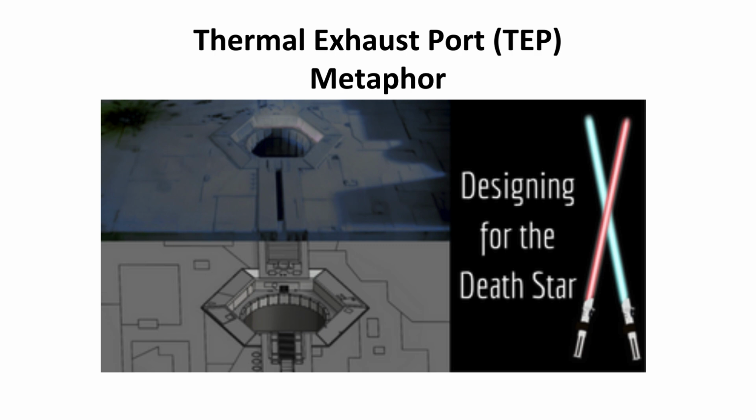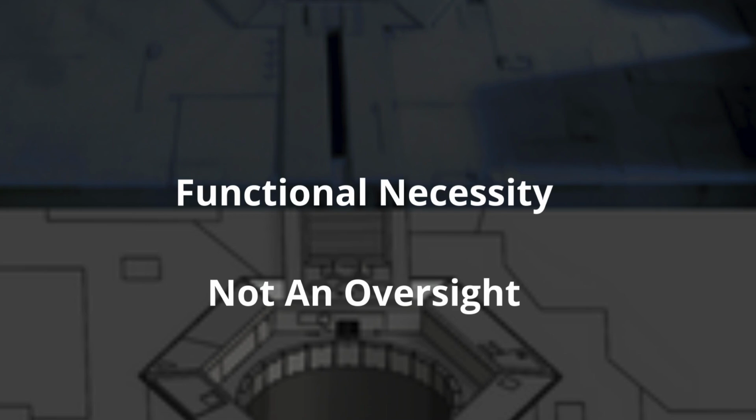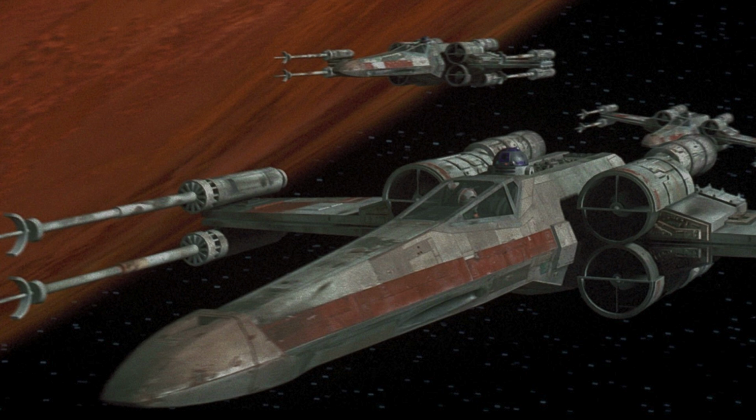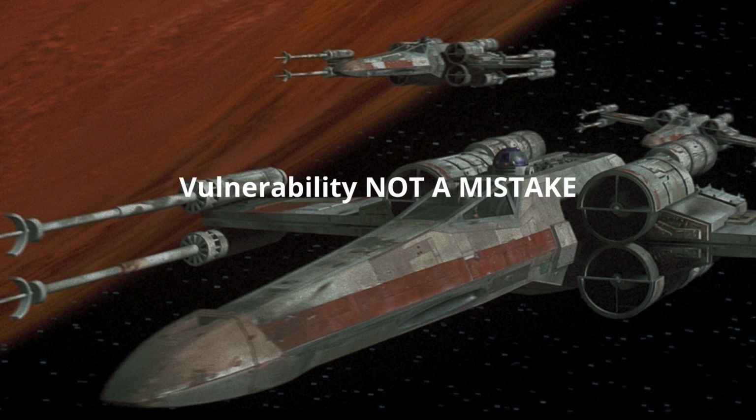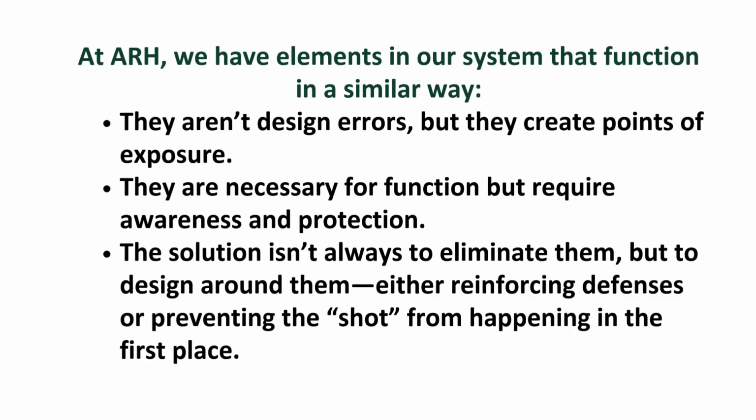In the design of the Death Star, the TEP was a functional necessity, not an oversight. The engineers likely never imagined that a single X-wing fighter, penetrating multiple layers of defense, could deliver a precision strike through such a small opening. So while it was a vulnerability, it wasn't necessarily a mistake. In our enterprise, we have elements in our system that function in a similar way. They aren't design errors, but they create points of exposure. They are necessary for function but require awareness and protection.